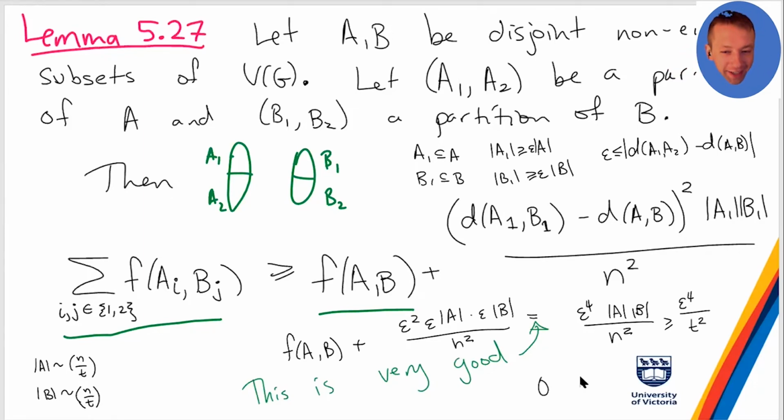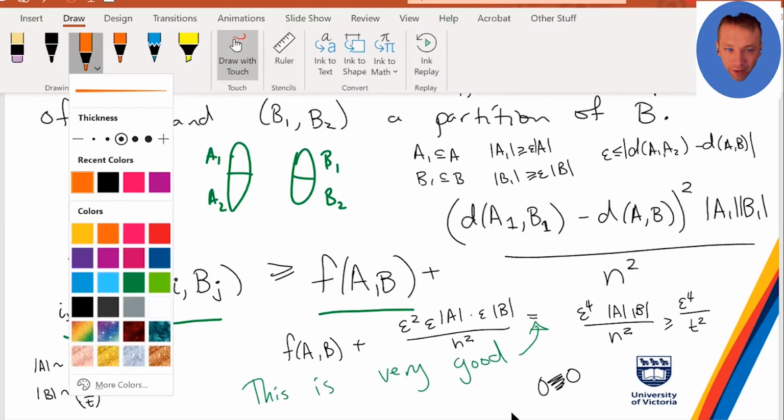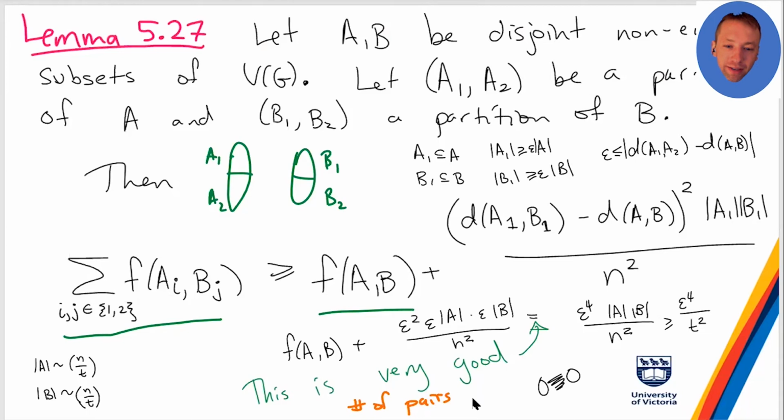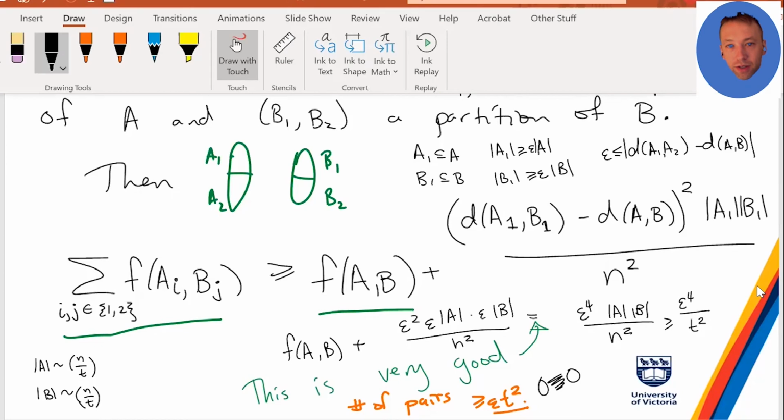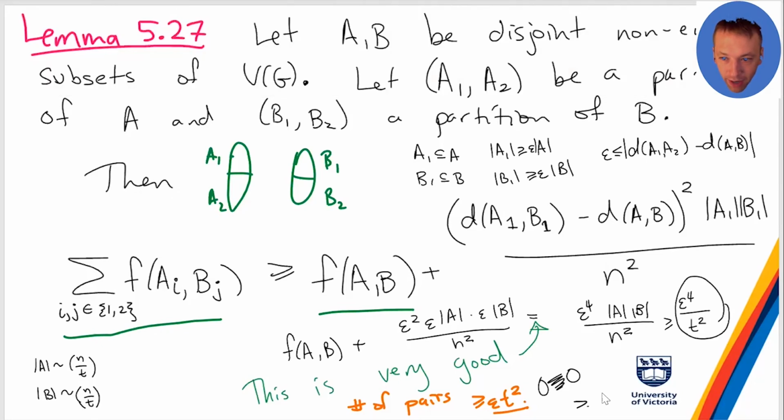And now imagine the number of bad pairs. Here I'm thinking of A and B as being a bad pair, a non-epsilon regular pair. If the number of non-epsilon regular pairs was at least epsilon T squared, and you have to do a bit of thinking to make sure that you win for all of them simultaneously. But suppose that the number of pairs that are not epsilon regular is at least epsilon T squared, right? If it was less than that, I would have stopped the algorithm already. So then in total, because you win this amount for every pair, in total you're going to win at least epsilon to the 5.